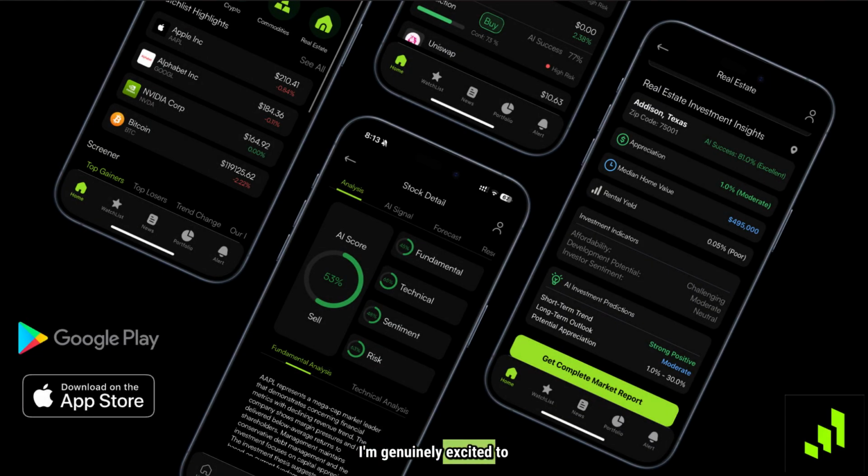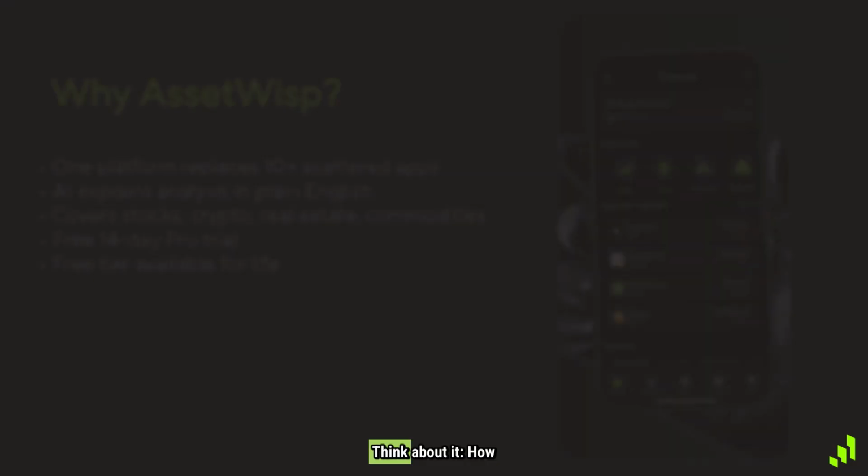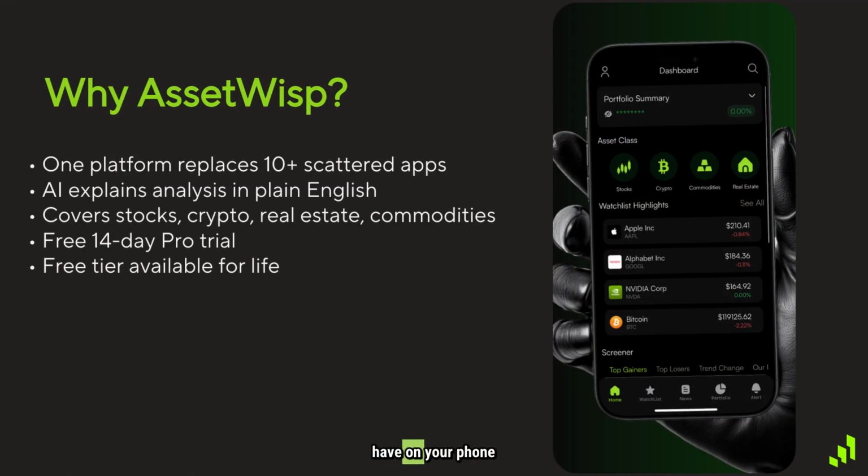I'm genuinely excited to walk you through this platform because honestly, we built this to solve problems that have frustrated us, and probably you too, for way too long. Think about it. How many apps do you have on your phone right now for investing? One for stocks, another for crypto, maybe a third one for tracking real estate, a news app to stay updated, and you're still Googling, is this a good buy? It's exhausting.